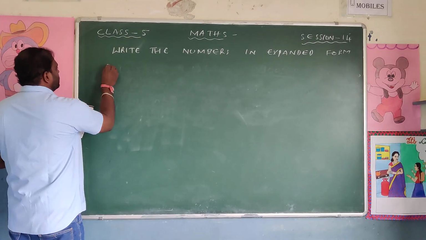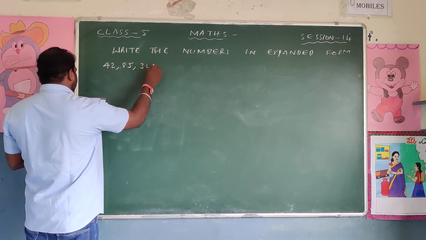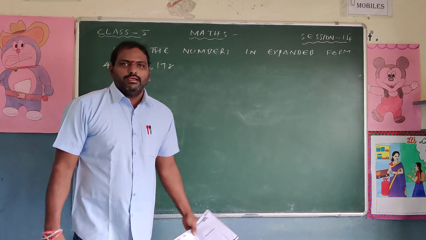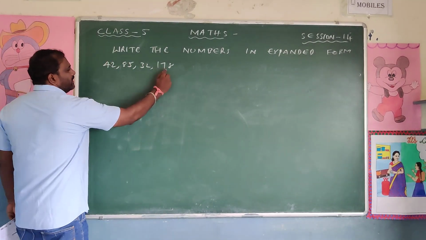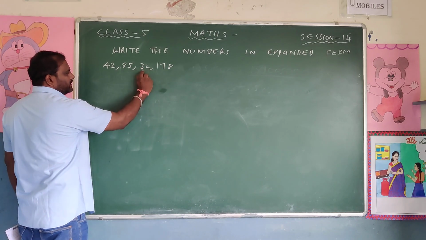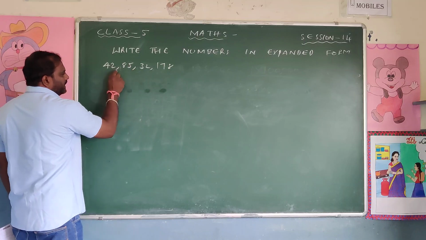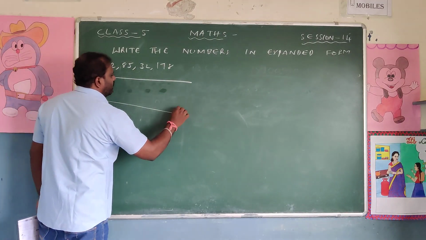The first one is 42 crores 85 lakhs 32,178. This is a big number and we have to expand it. How to write? Very simple. Units, tens, hundreds, thousands, 10,000s, lakhs, 10 lakhs, crores, 10 crores: 1 2 3 4 5 6 7 8 9. So how many boxes do I have to take? Yes, take 9 boxes.